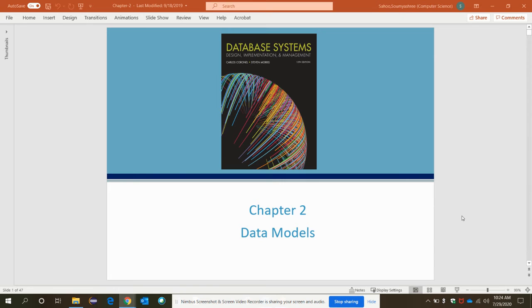When written properly, business rules define one or more of the following modeling components. What are those modeling components? These are entities, relationships, attributes, connectivities, cardinalities, and constraints. So before designing database models, we should be particularly versed with all these components that I just told you.